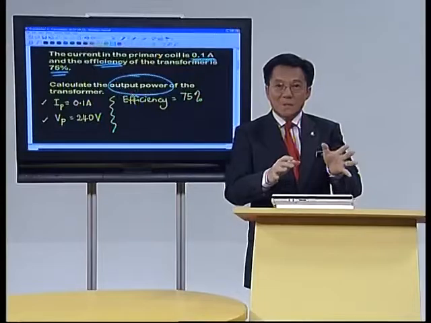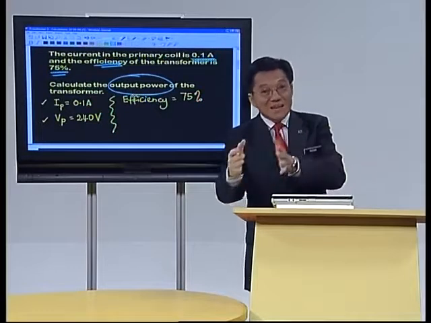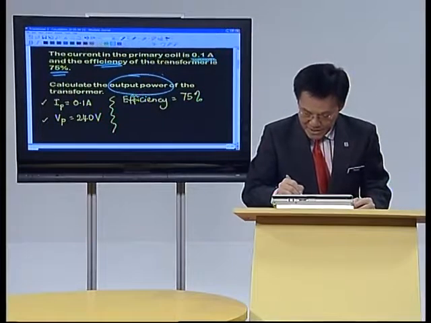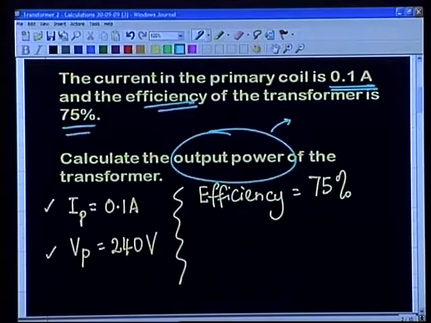Output power means the power in the secondary coil. Alright? In other words, this refers to the power in the secondary coil. We just call it S. Alright, so far so good?